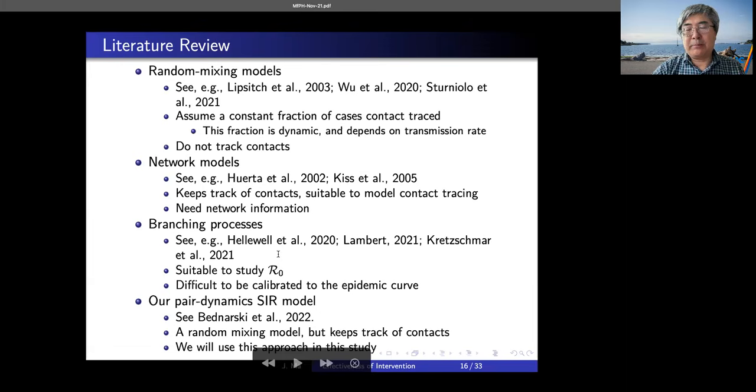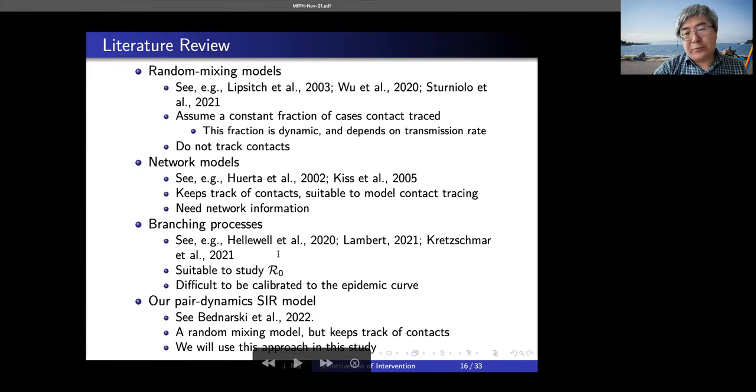It depends on many disease parameters, such as the transmission rate. So if you put in other control measures like social distancing that change the transmission rate, that also changes this fraction. So it's still hard to actually decouple the effect of other control measures and contact tracing. A network model is very helpful to model contact tracing just because it keeps track of contacts, while standard compartmental models don't keep track of contacts.